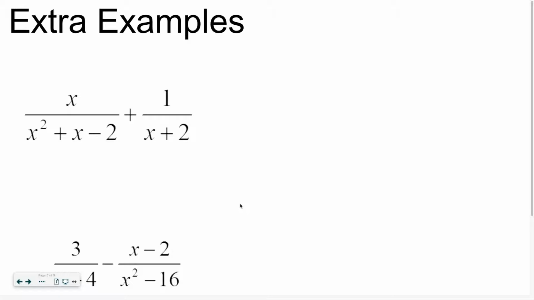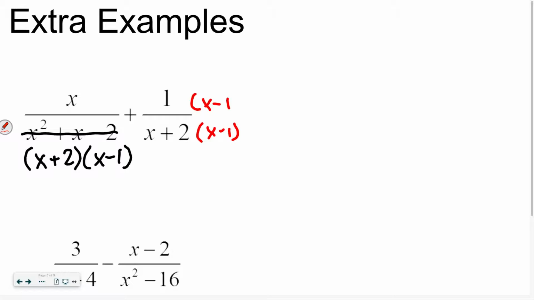So here's some examples. Notice that I don't have common denominators right now. I would check this first fraction. Can I factor x squared plus x minus 2? The answer is yes. That's x plus 2, x minus 1. I'm going to cross off the old one. Now I can see that my least common denominator would be x plus 2 times x minus 1. The second fraction needs a factor of x minus 1. For the rest of my problem, I'm going to keep the denominator x plus 2 times x minus 1.